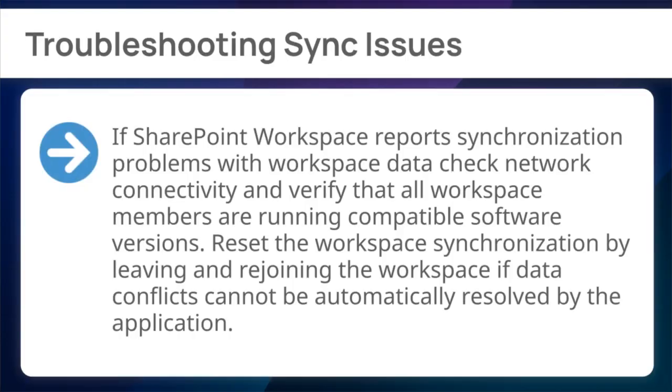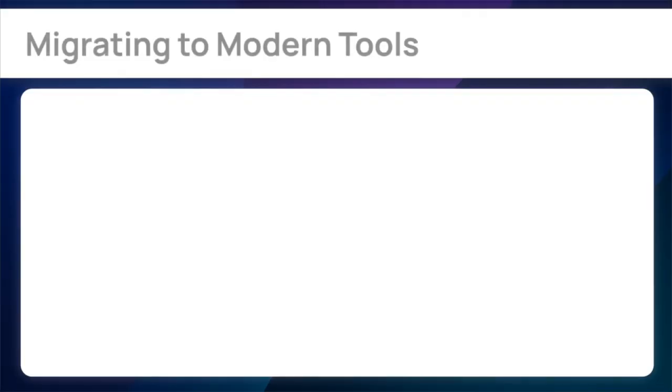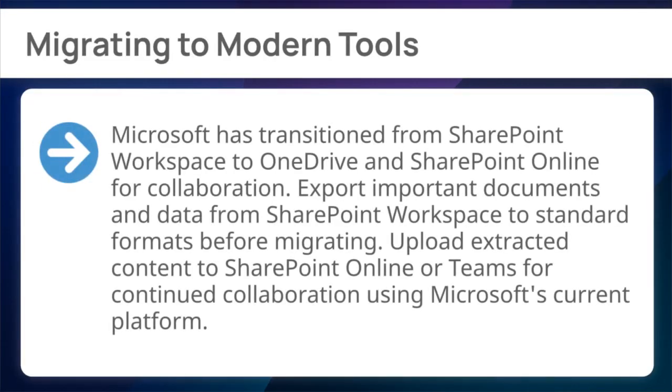Next, troubleshooting sync issues. If SharePoint Workspace reports synchronization problems with workspace data, check network connectivity and verify that all workspace members are running compatible software versions. Reset the workspace synchronization by leaving and rejoining the workspace if data conflicts cannot be automatically resolved by the application.